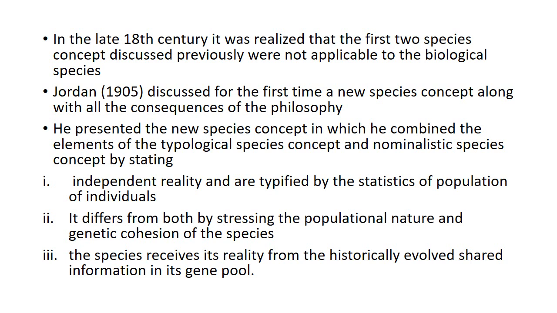Different members of the population were considered and a range of characters was analyzed, and this way the species was typified. Number 2, it differs from both by stressing the populational nature and genetic cohesion of the species, which explains that again for the explanation of the species, populations were considered, and genetically the reproductive cohesion was also considered for understanding the status of the species.